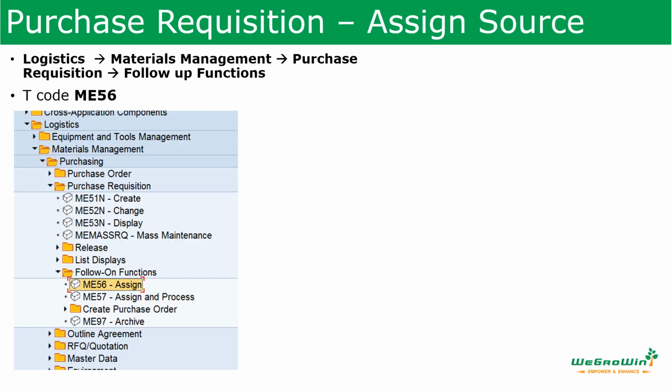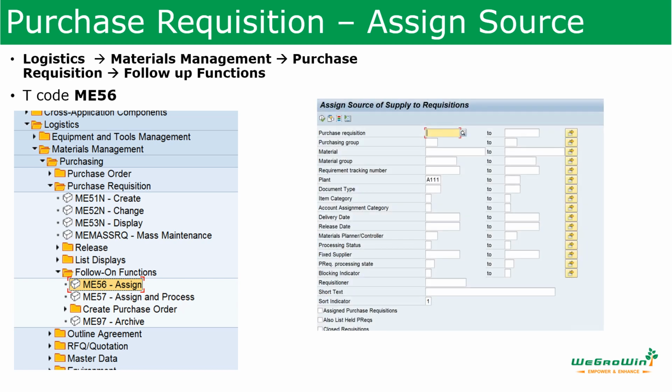As the purchase requisition is processed, follow-on functions can be carried out before the purchase requisition is converted to a purchase order. Transaction ME56 allows a purchasing user to select a range of purchase requisitions to assign a source. The initial screen allows entry for a large number of variables including material group, item category, delivery date, cost center, and so on to create a list of purchase requisitions for vendor assignment.